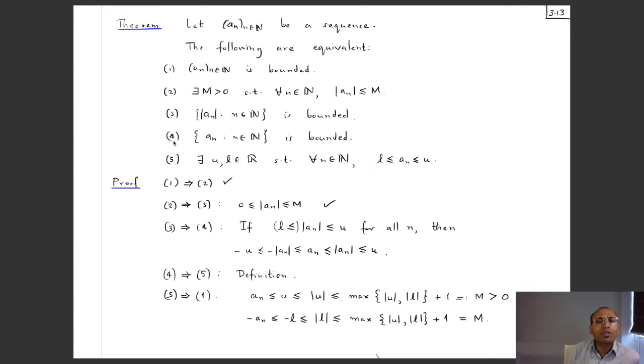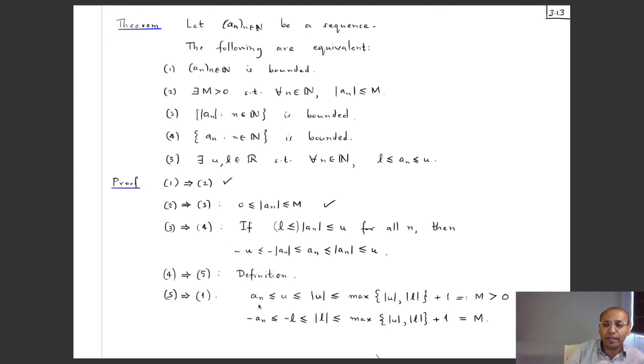Now let's show that 4 implies 5. Well, that's again the definition of what a bounded set is. So 4 implies 5 is just the definition. And now let's prove that 5 implies 1. What we have is that there exist u and l, real numbers, such that for every n, a_n is less than or equal to u and bigger than or equal to l, and we want to produce a positive capital M such that mod a_n is less than or equal to M for all n, because that's what it means to say that the sequence is bounded.